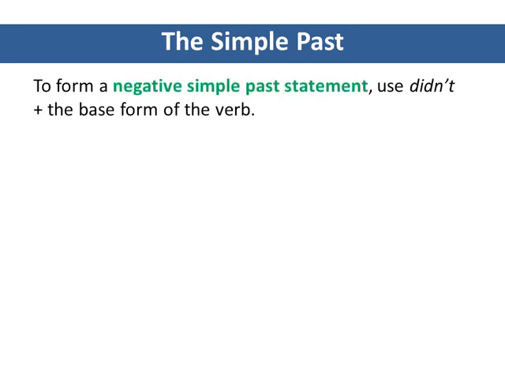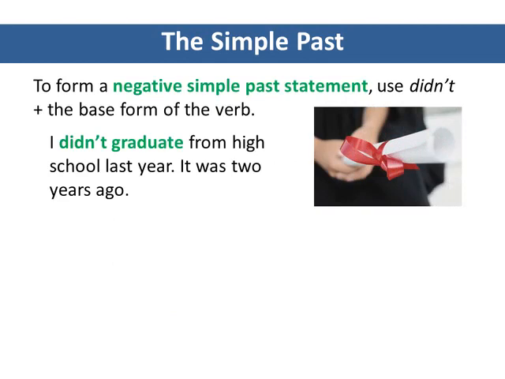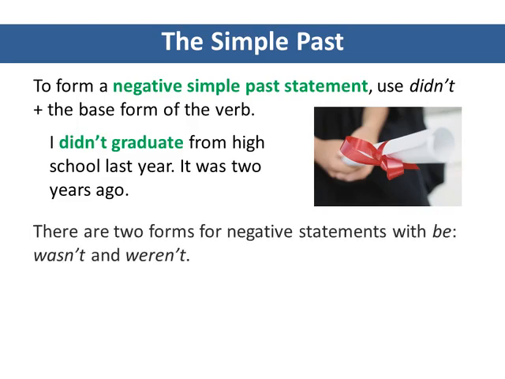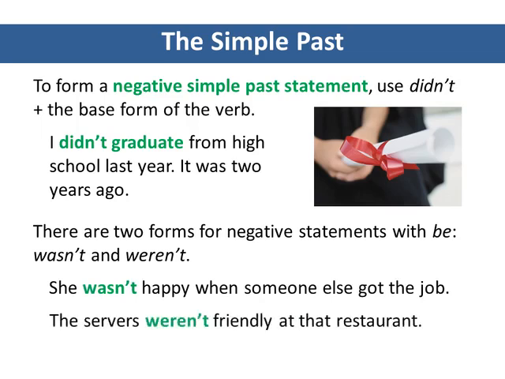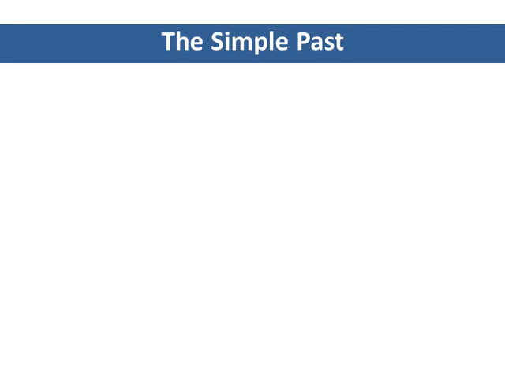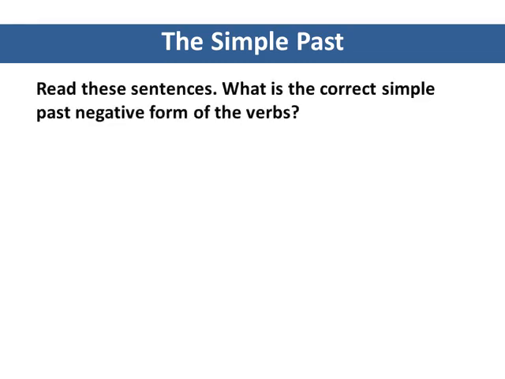To form a negative simple past statement, use didn't plus the base form of the verb. I didn't graduate from high school last year. It was 2 years ago. There are two forms for negative statements with be, wasn't and weren't. She wasn't happy when someone else got the job. The servers weren't friendly at that restaurant. Read these sentences. What is the correct simple past negative form of the verbs?